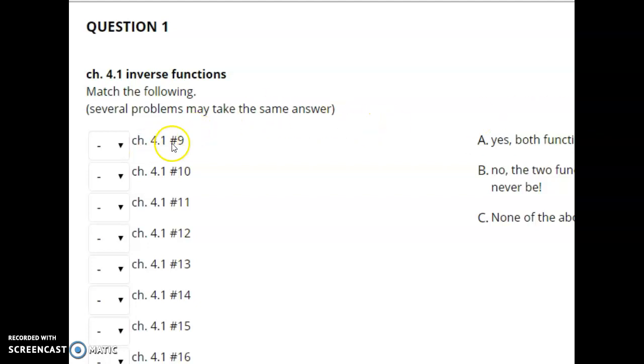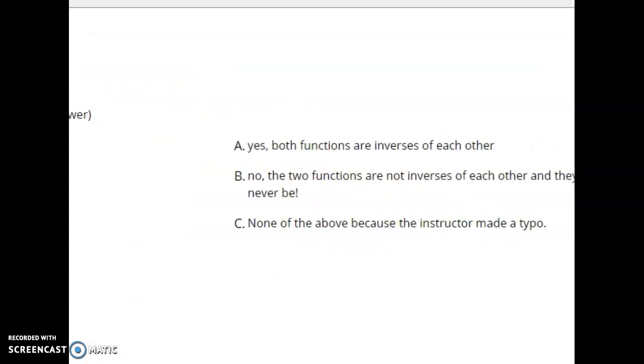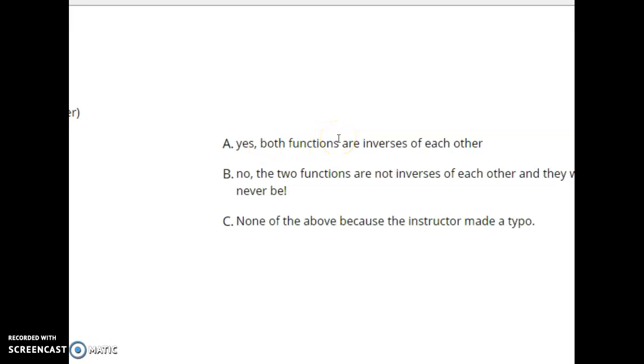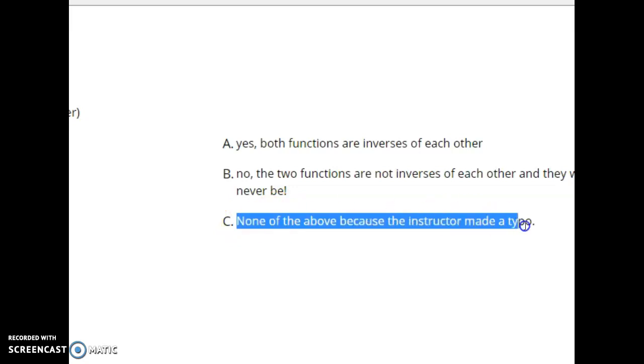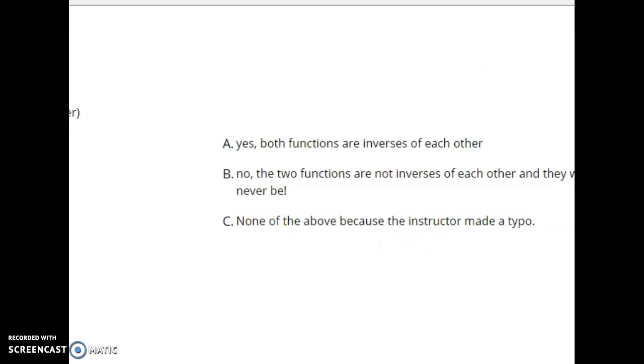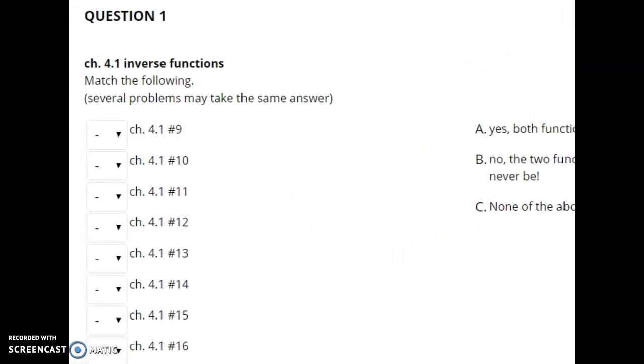So here you have from chapter 4.1, whatever page that is on, problems 9, 10, 11, 12, 13, and so on. And then over here, you have the answers, and I can just give this away. Yes, both functions are inverses of each other when you look at these, and the other two in this case don't apply. By the way, this answer here I have a number of times, none of the above, because the instructor made a typo. I had very little time to type this all up, so the potential for there being a typo somewhere is quite there. I intended to get the right answers listed on here, but let me know if you find a typo somewhere.